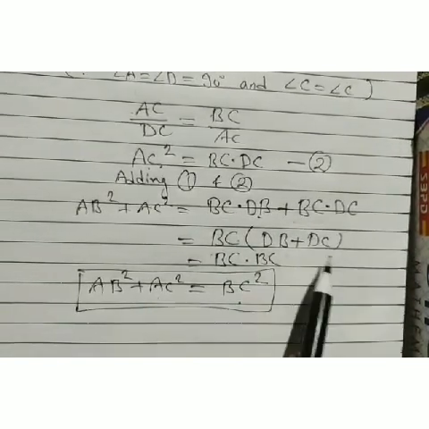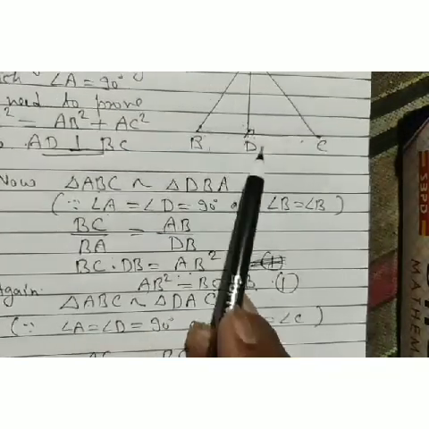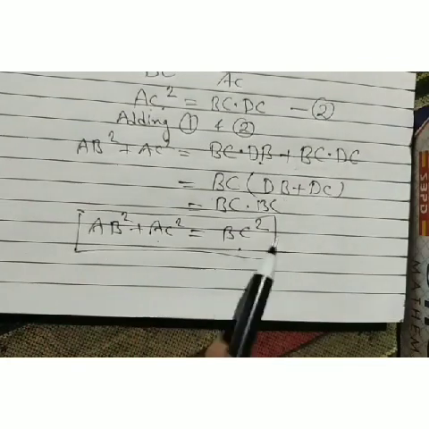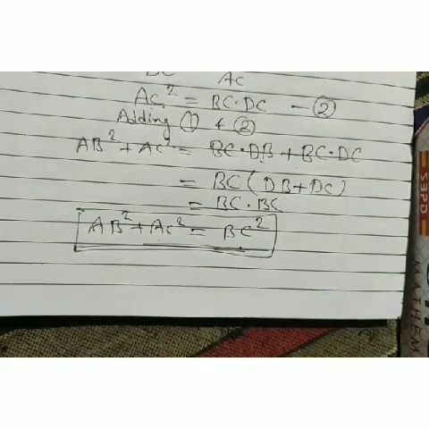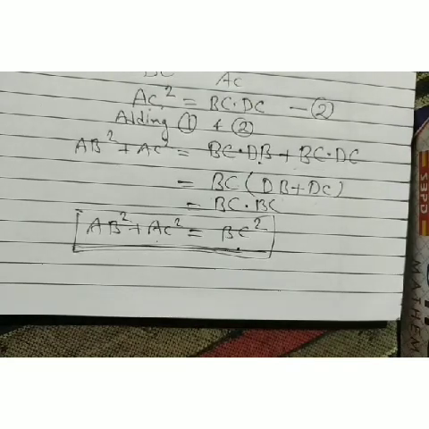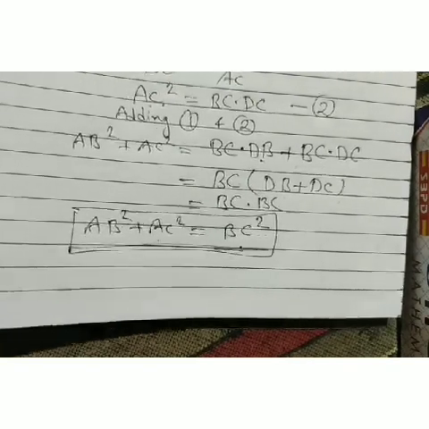Then we have DB plus DC, and our length DB plus DC is equal to the whole side BC. Then BC into BC is BC square. Then we have AB square plus AC square equal to BC square. This is our required result. It's a proof of the Pythagoras theorem.